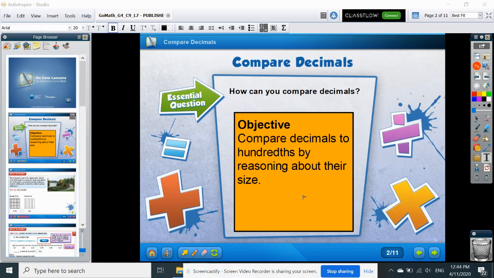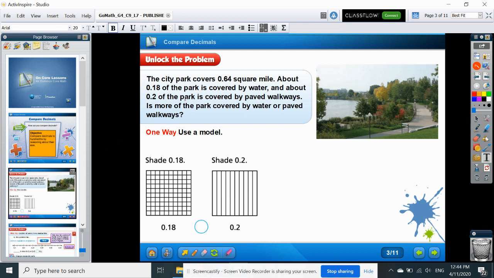Good morning, fourth graders. Today we will start with lesson 7 from chapter 9, in which you will learn how to compare decimals to hundredths by reasoning about their size. The big question that you need to answer by the end of today's session is: how can you compare decimals? Let's start with the first problem in your book.